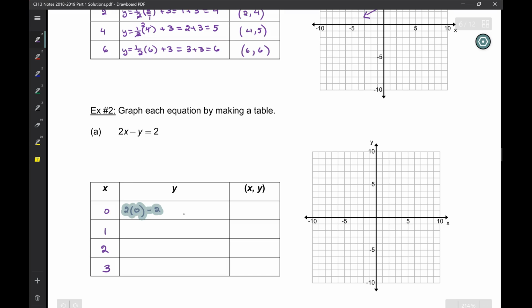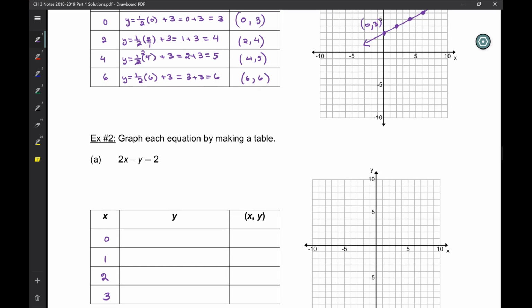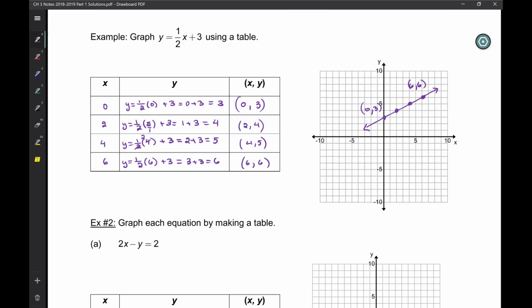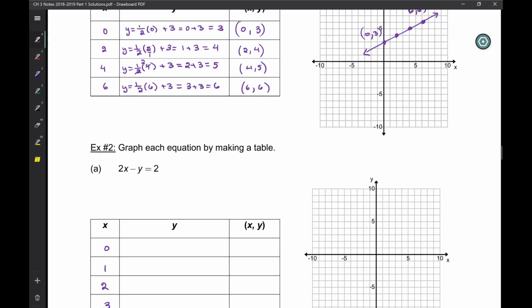Sorry, hang on. Such a weird graph. Wait, never mind. Okay, hang on, later. Let's do this one first. This graph that we did first, the equation was y equals something. This one isn't in that form.